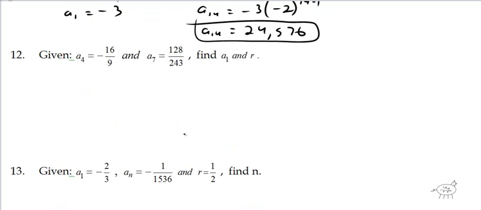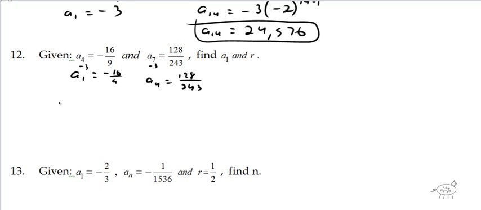Okay, number 12. Again, you're given two terms in the middle now. Now I'm asking you to find a sub 1 and r. All right. The first thing I need to do is I need to find r. So what I'm going to do is I'm going to shrink this down to a sub 1. I don't even write that. Negative 16 over 9. That's fine. And then I'm going to shrink that. Of course, I subtracted 3. So subtract 3 from that subscript. So a sub 4 is 128 over 243. Okay? And I just find r.